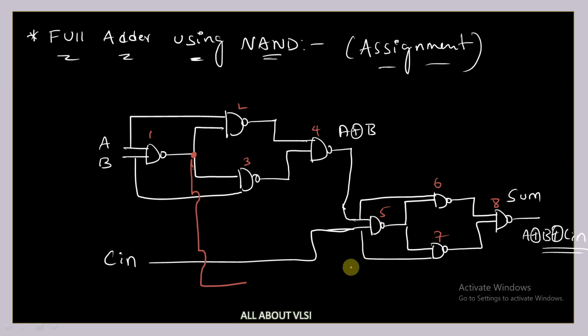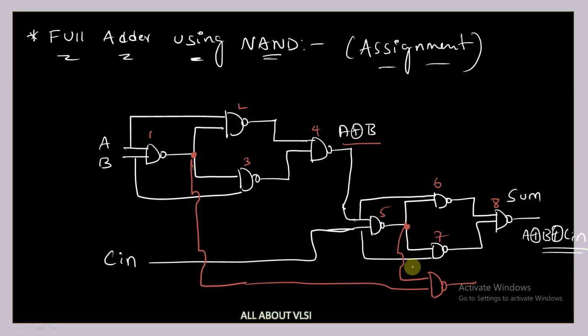And here at this particular point, I am going to get Cin into A XOR B, the whole bar. So the equation here is Cin into A XOR B the whole bar. I can take this point, make some modifications, and give it to my NAND gate.